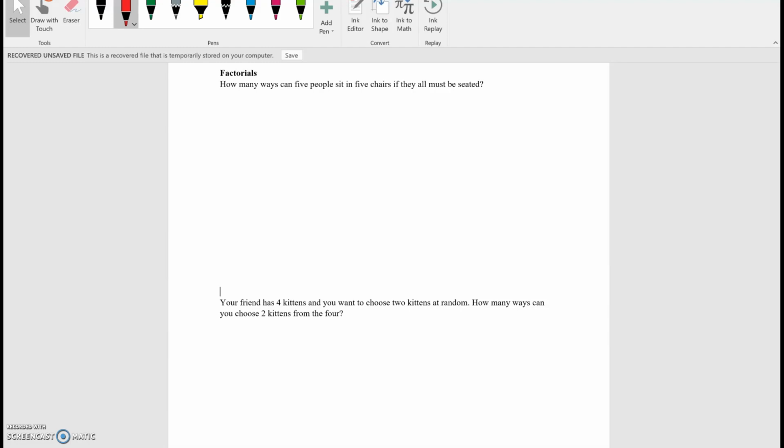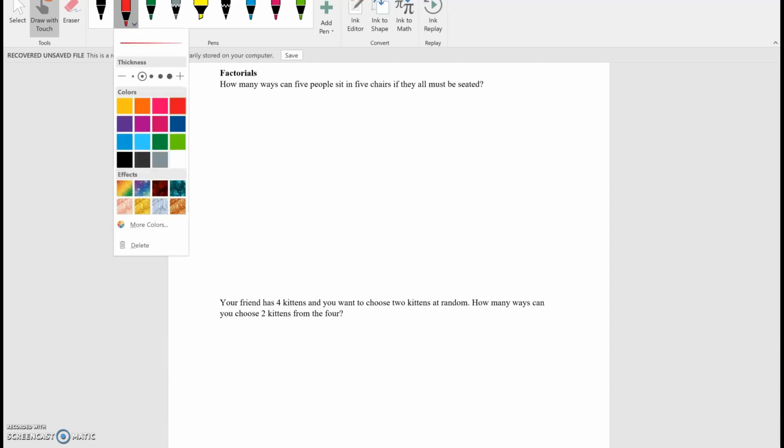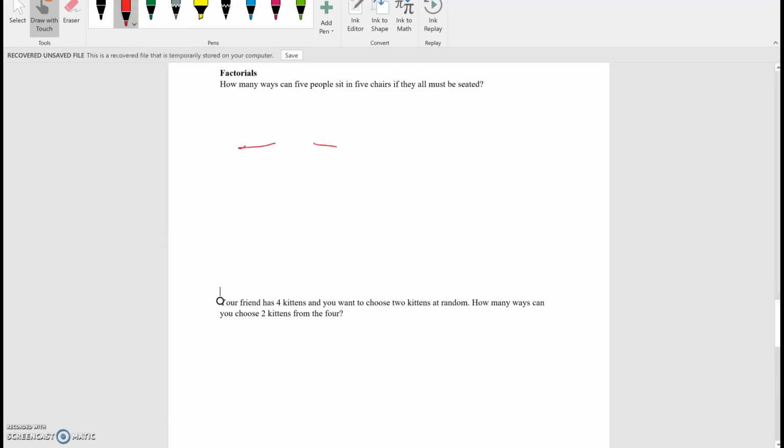So my first question says, how many ways can 5 people sit in 5 chairs if they all must be seated? Okay, so I'm going to pretend that these are chairs. I'm going to pretend that I have 5 chairs. 1, 2, 3, 4, 5.